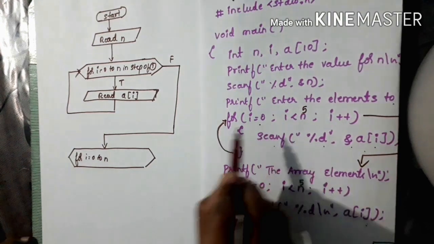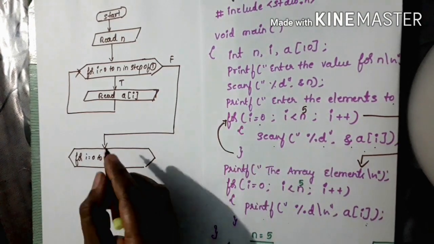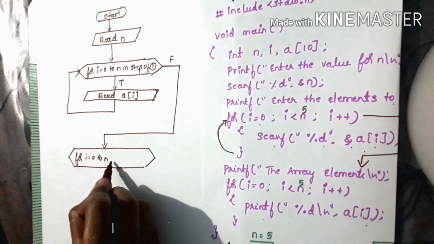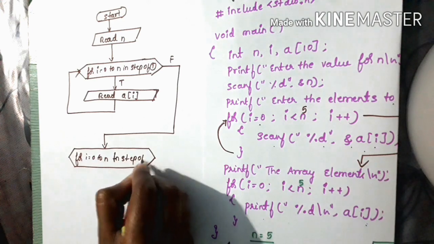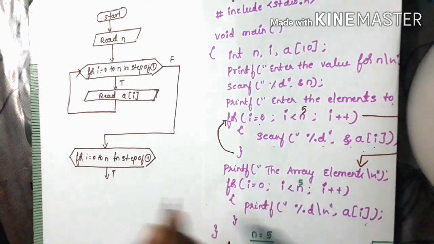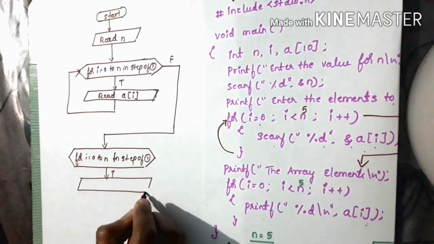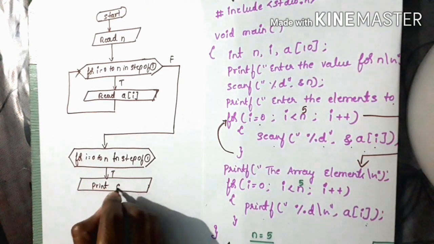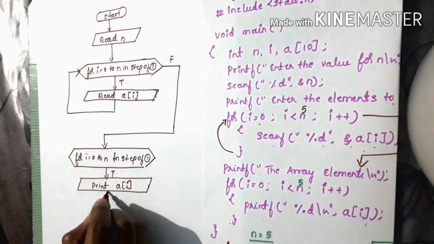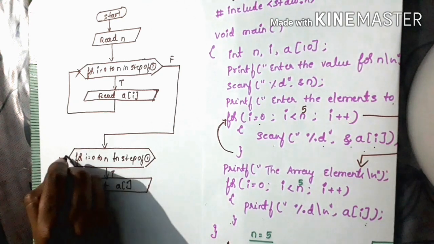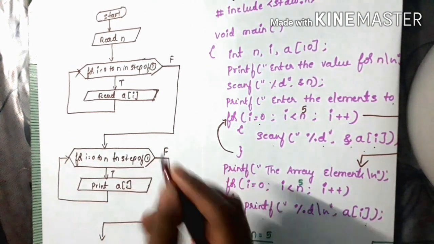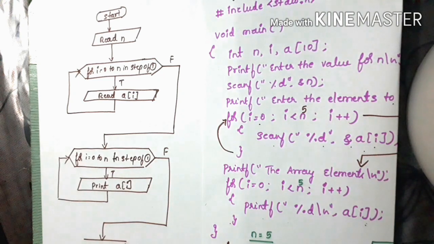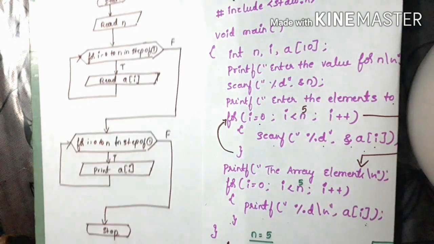When this for loop condition becomes false, control moves out of for. Then the for instruction to print the elements of the array. If this for loop condition is true, the print instruction prints the array elements, that is u[i]. Next, end for means control returns back to for. When this for loop condition becomes false, control moves out of for. Then end of main, let's stop.